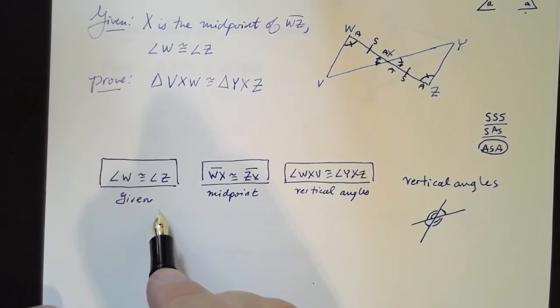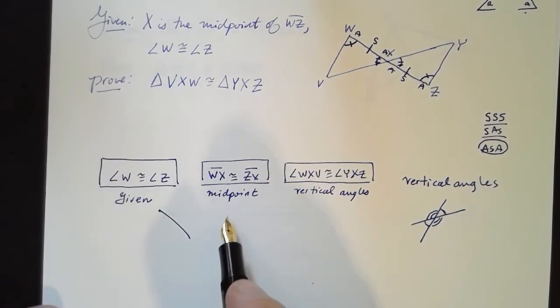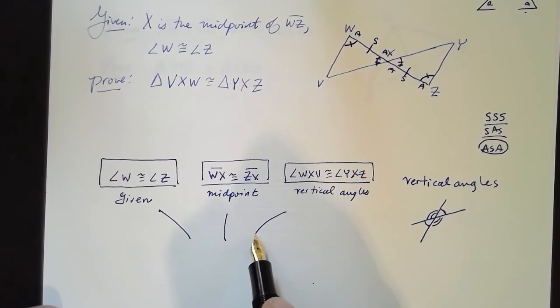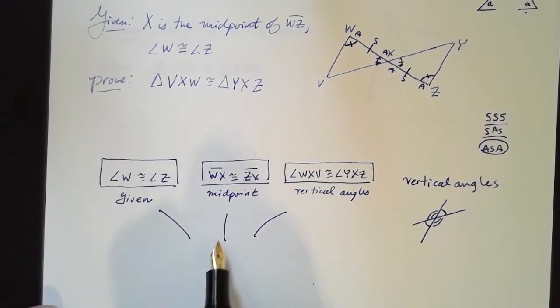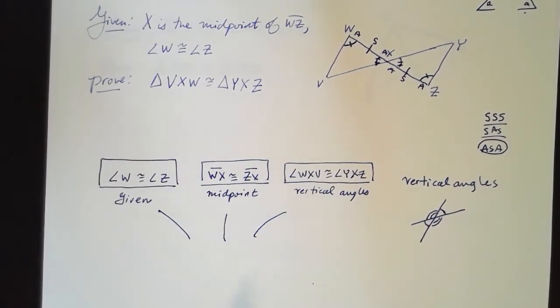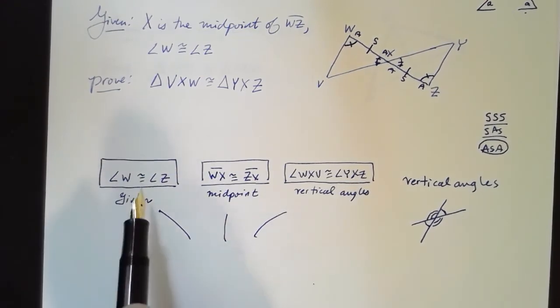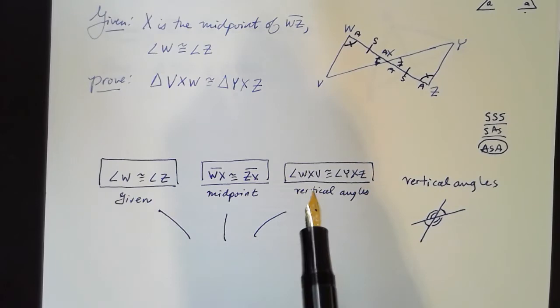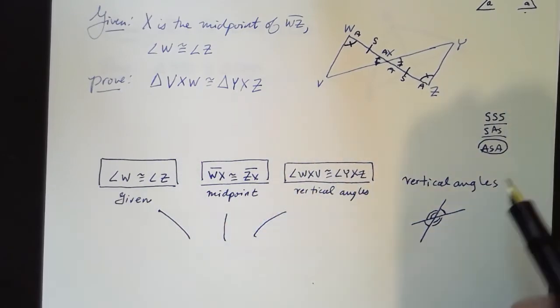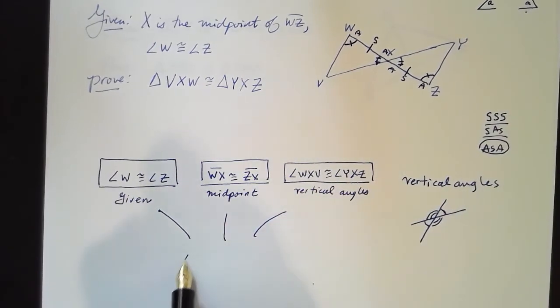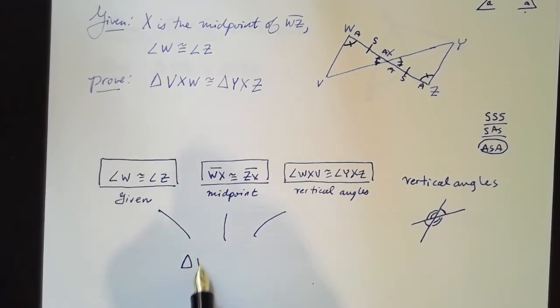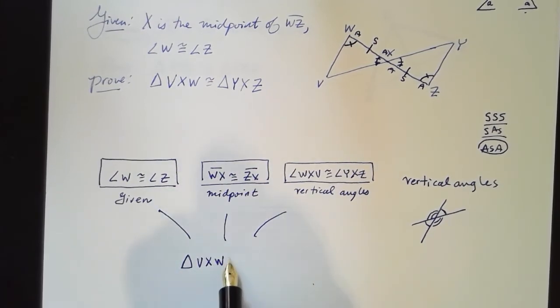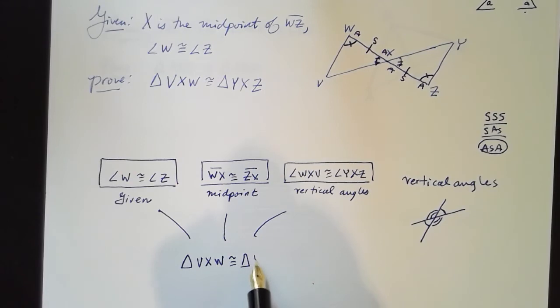So that means because I know this, and this, and this, I have these lines here showing the reader that I am making a deduction. I'm using my deductive logic. Because I know this, and I know this, and I know this, these three things together form this pattern. And so I can say the two triangles, triangle VXW and triangle YXZ, must be congruent.